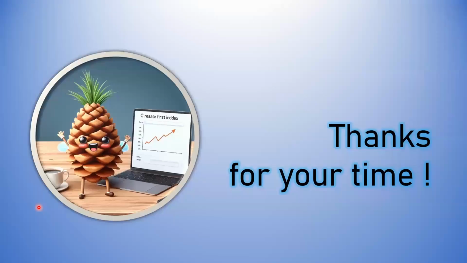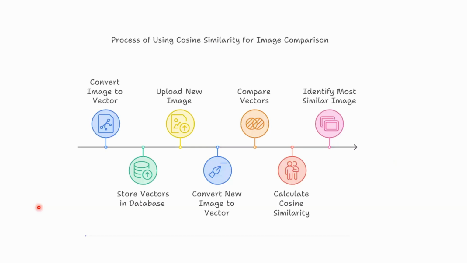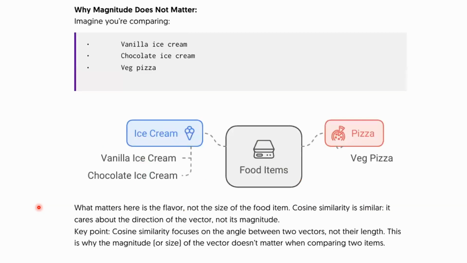Just to summarize everything, we have seen the flow, how the image can be converted into a vector, and vector versus vector comparison happening using cosine similarity. Before proceeding, we have understood magnitude does not matter, because if you take one ice cream or five ice creams and compare with another person who takes only one ice cream, both are similar in nature because you are interested in the ice cream, not the count of that.